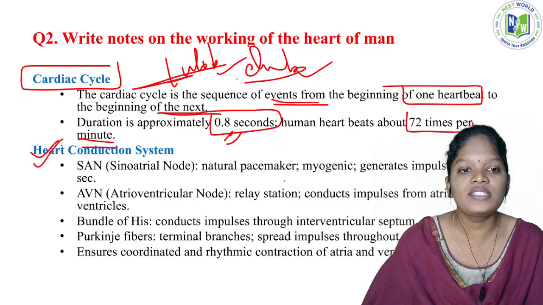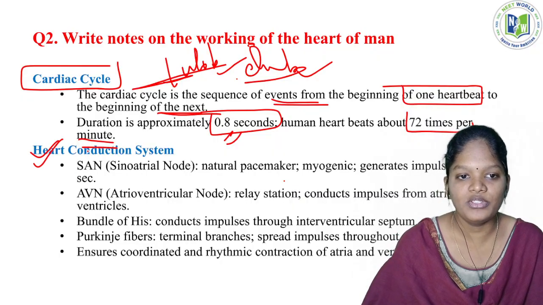So the conduction system, the human conduction system, we have studied about that: the sinoatrial node, atrioventricular node, bundle of His and Purkinje fibers.